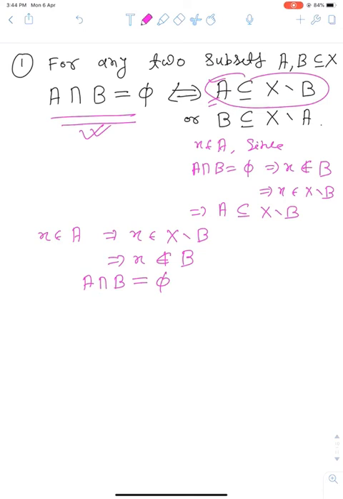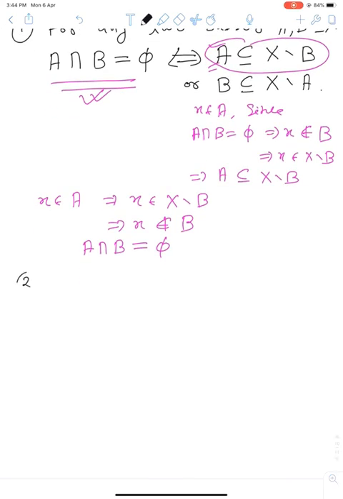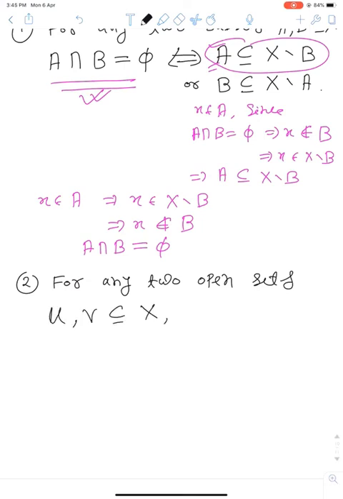Now this is one observation. Now another observation is: for any two open sets, say U, V subset of X.